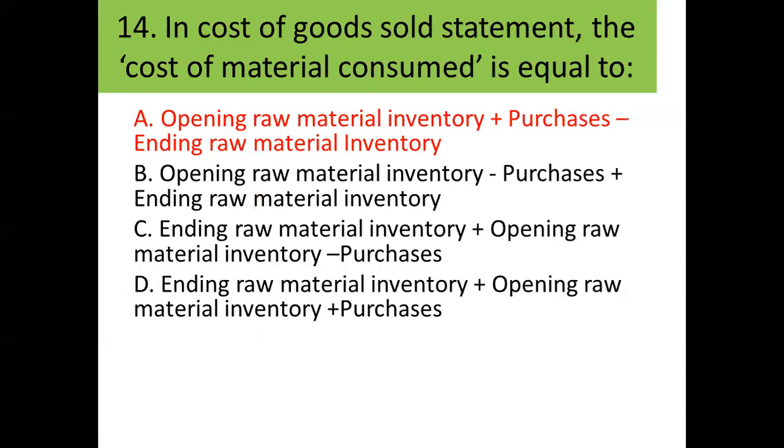Next, in the cost of goods sold statement, the cost of material consumed is equal to opening raw materials inventory plus purchases minus closing or ending material inventory. This is how to calculate the cost of goods sold statement, while the remaining three are incorrect.